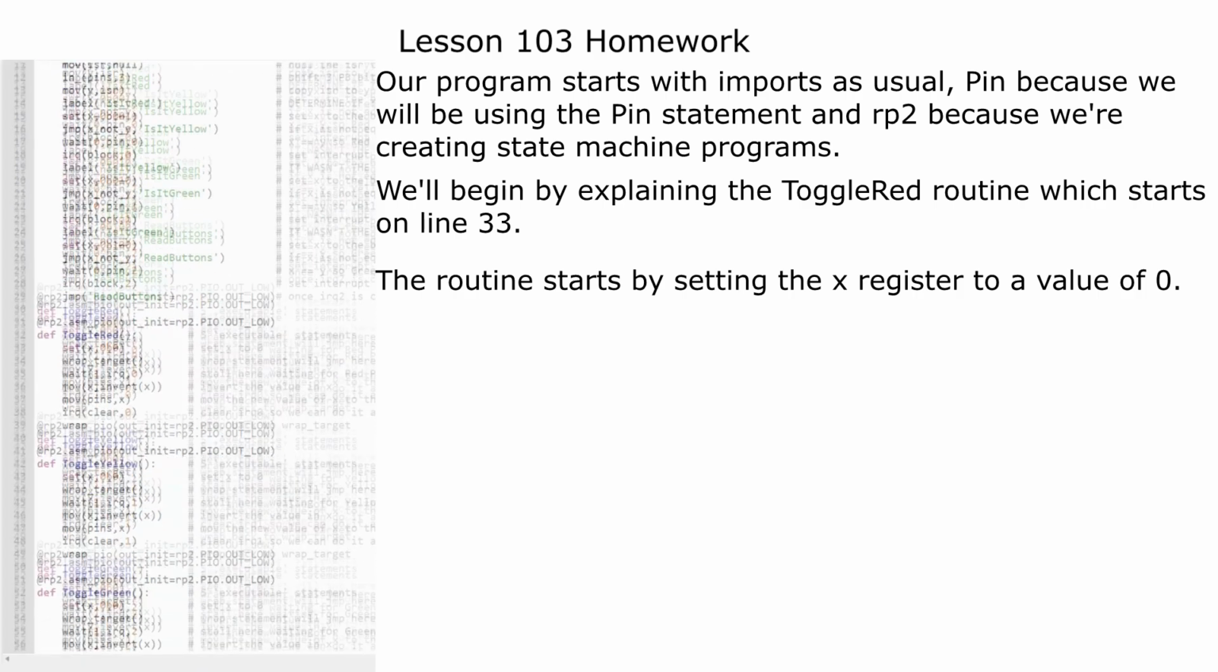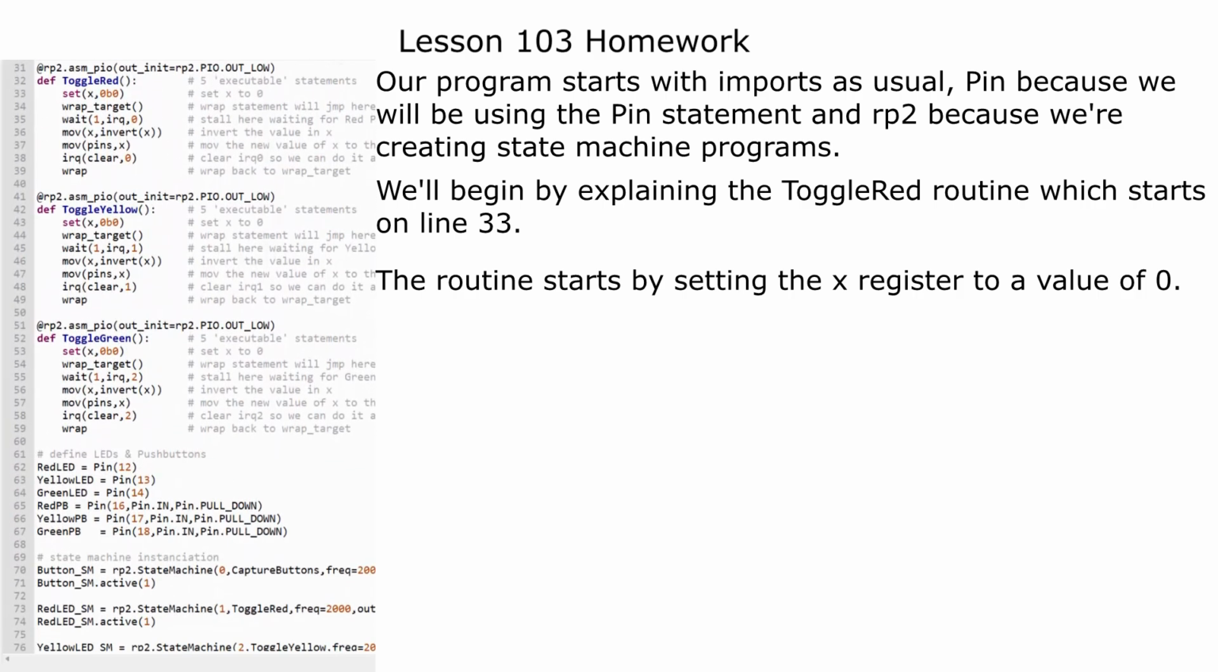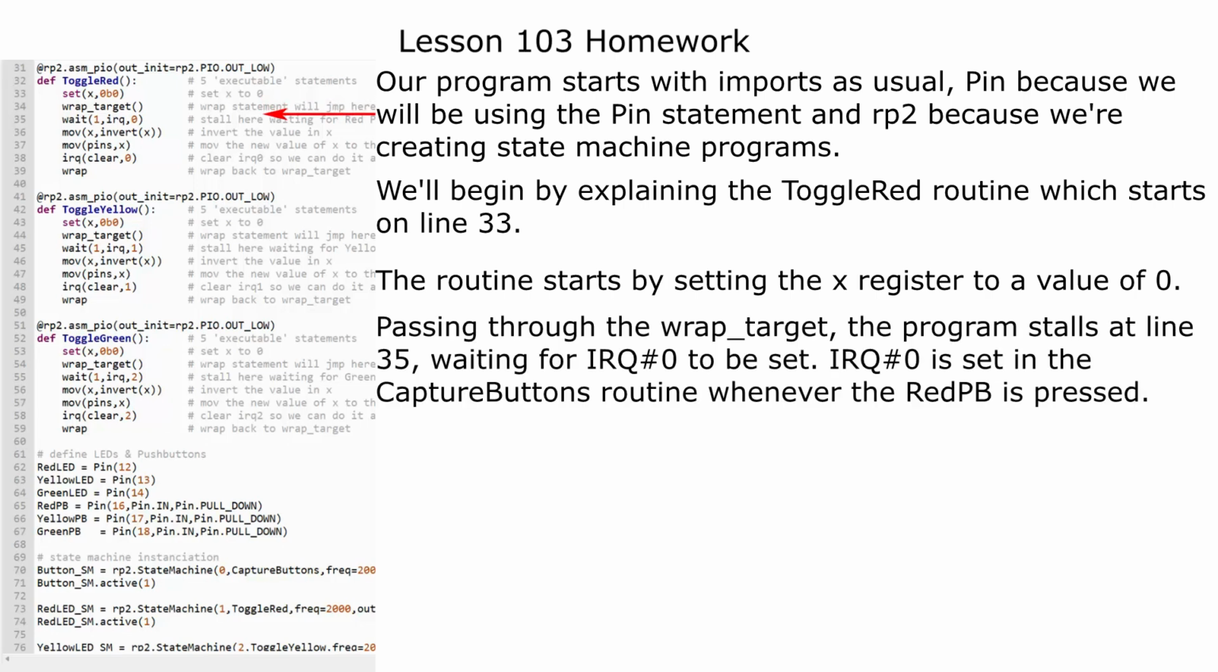We'll begin by explaining the toggle red routine, which starts on line 33. The routine starts by setting the X register to a value of 0. Passing through the wrap target, the program stalls at line 35, waiting for IRQ0 to be set. IRQ0 is set in the capture buttons routine whenever the red push button is pressed.